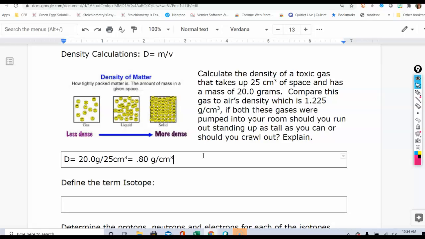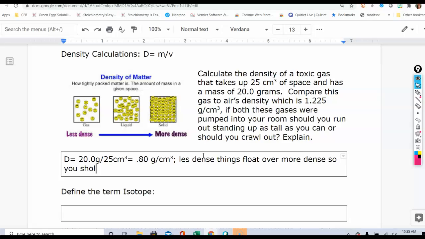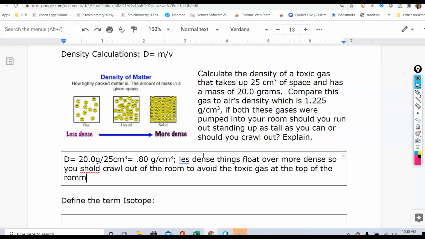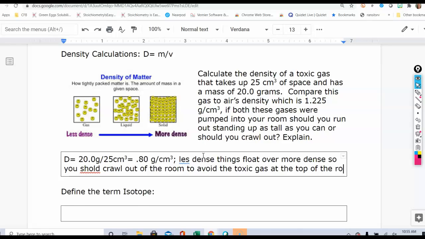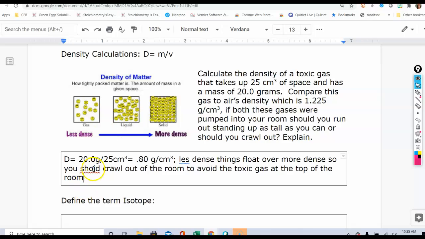All right, so the answer to the question is, there is our density. So less dense things float over more dense. So you should crawl out of the room to avoid the toxic gas at the top of the room. How about that? Did you guys get it right? I hope so.